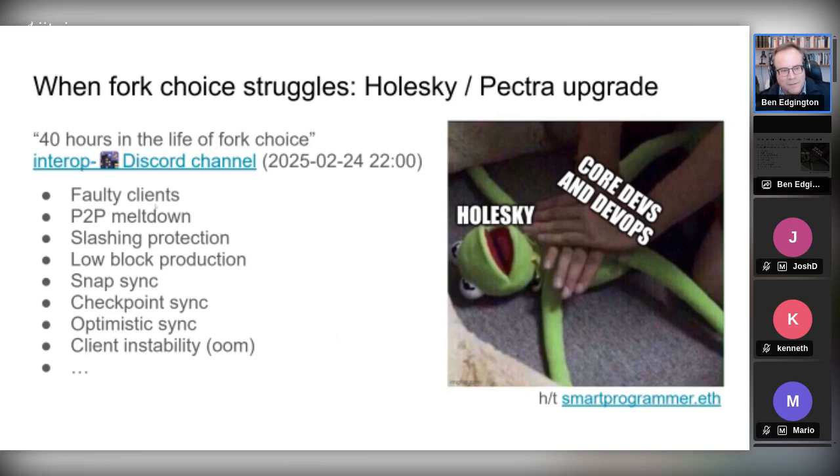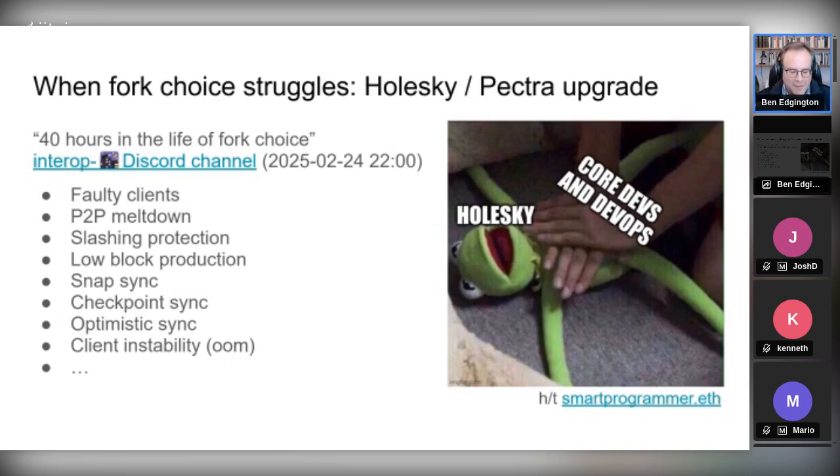The fork choice was fighting against faulty clients, which were the cause of the initial incident. They disagreed on block validity. This led to a kind of peer-to-peer meltdown where nodes couldn't find other nodes on the same chain as them. So blocks weren't getting propagated, attestations weren't getting propagated very well. And then there was all sorts of interference from slashing protection kicking in, and low levels of block production. Clients were offline trying to get back online. They were hampered because there weren't snap sync servers. Checkpoint sync was difficult because it relies on finalized checkpoints. Optimistic sync also caused problems because of the window of availability of it. Clients were going out of memory and falling over.